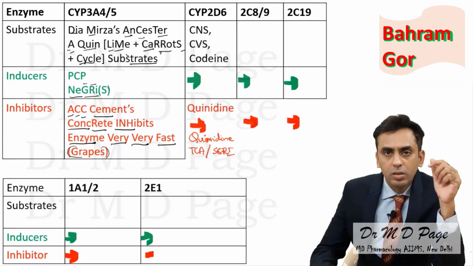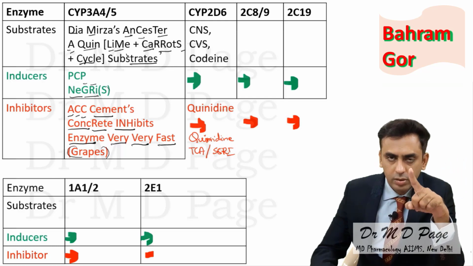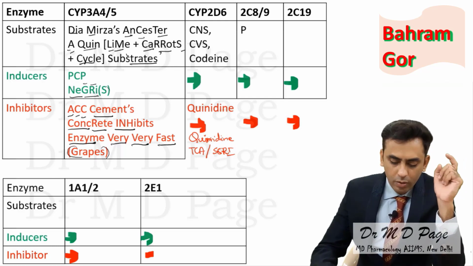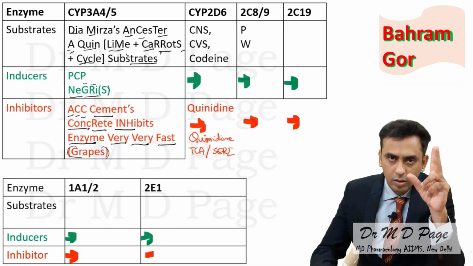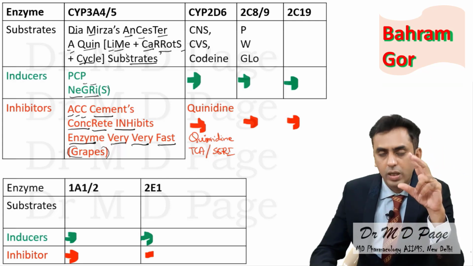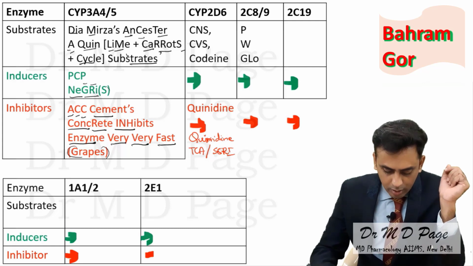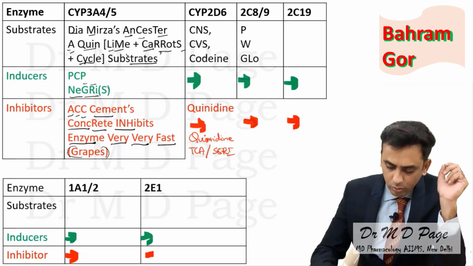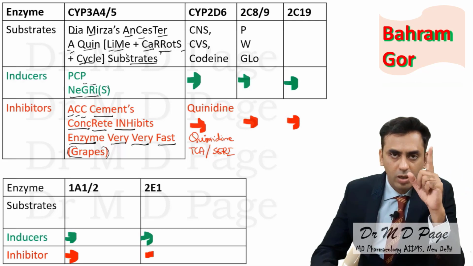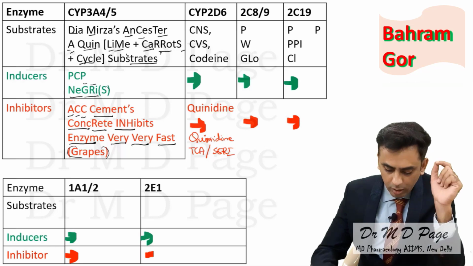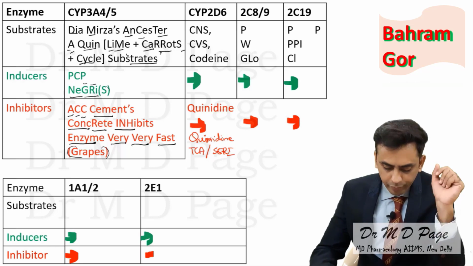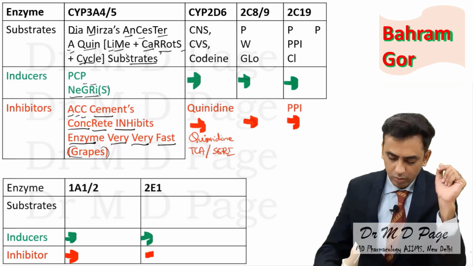Now coming to CYP2C8, 9. In CYP2C9, 9 upside down is P for phenytoin. Now 8, you rotate it, 8 looks like W for warfarin. If you want to remember more, you can remember GLO, that is glipizide and losartan. Now inducer inhibitor, no need. 2C19, again the same formula, 9 is P for phenytoin, P for propranolol, and 1 looks like PPI, omeprazole, and C1 looks like clopidogrel. So these are the 4 substrates of this, and the inhibitor you have to remember is omeprazole, that is PPI.